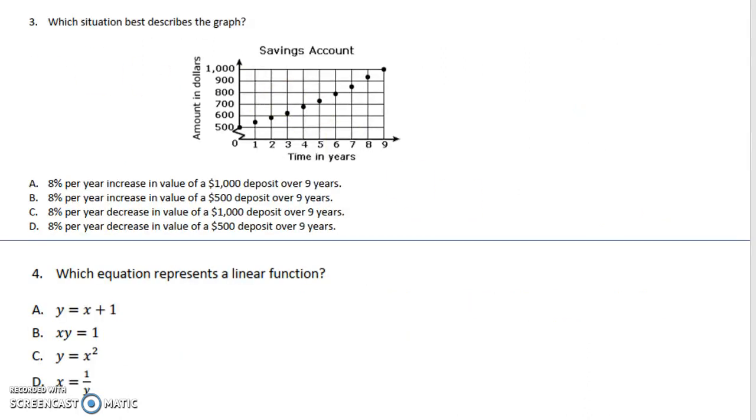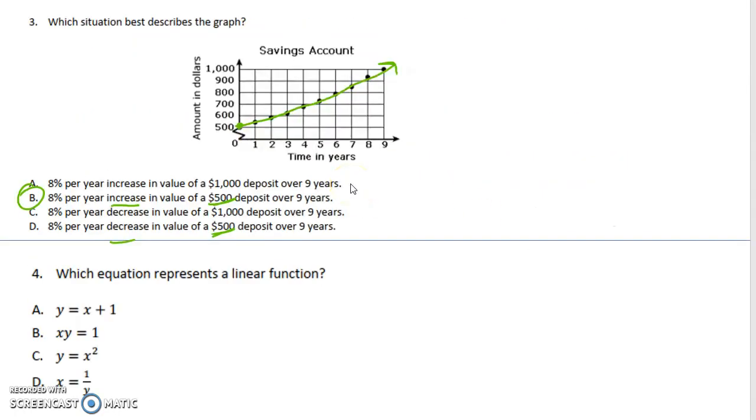So which situation best describes the graph? Go ahead and pause the video, take a look at which of these situations is best going to describe that graph. So if you look, our initial value is $500. So we know we're going to be looking at B or C. So 8% increase or 8% decrease? Well, since this is going in that positive direction up, I know that that graph should be increasing.